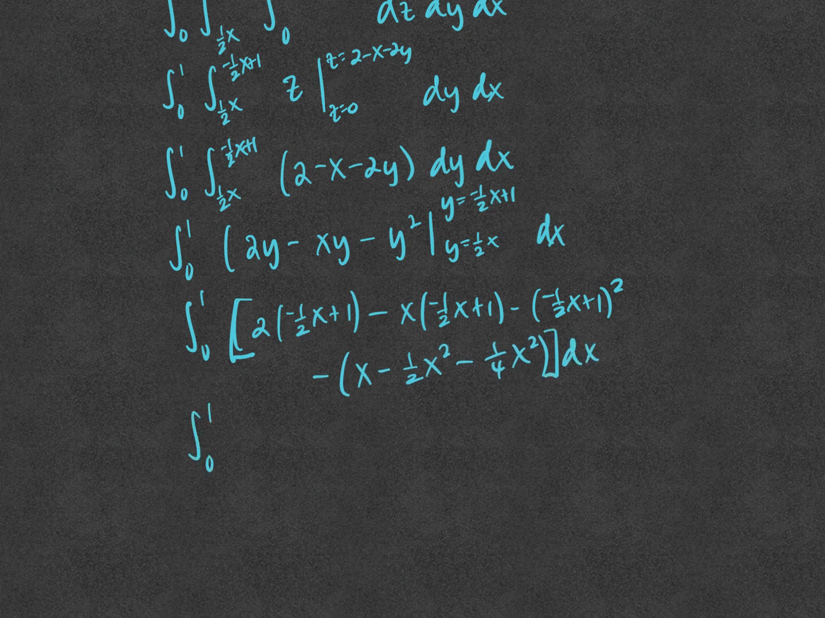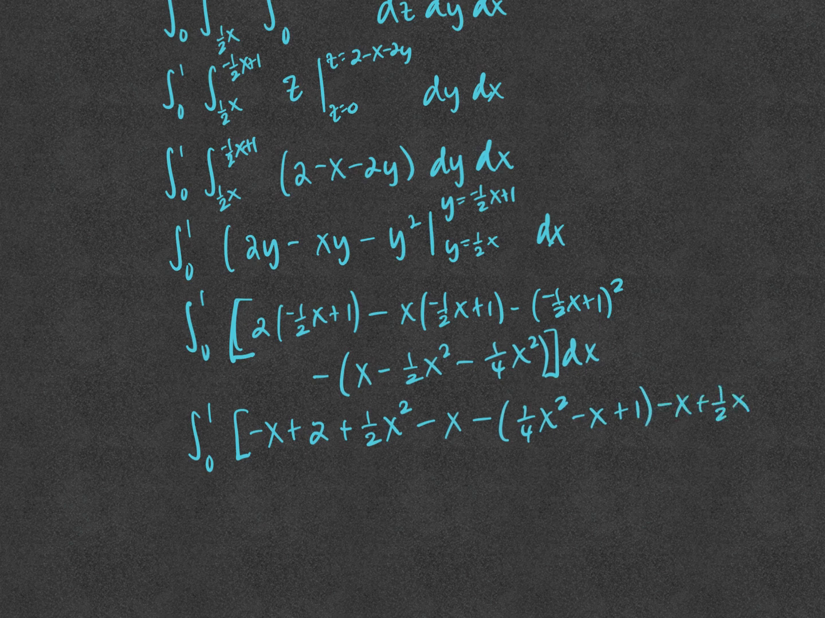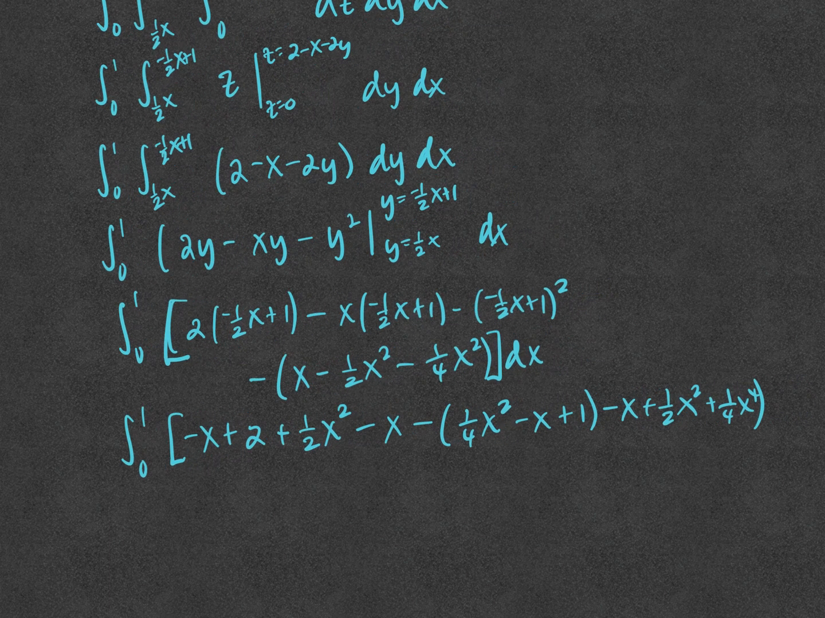So we're going to go from 0 to 1. We have 2 times negative 1/2 x is negative x plus 2, minus, distribute that next, the x becomes plus 1/2 x squared minus x, minus parentheses 1/2 x times 1/2 x makes 1/4 x squared, minus 1/2 x minus 1/2 x makes minus x plus 1, and then we have minus x plus 1/2 x squared plus 1/4 x to the 4th, and then we're going to integrate with respect to x.